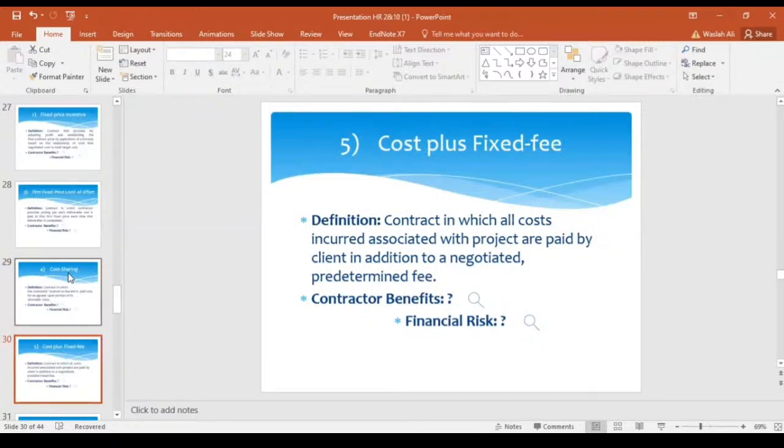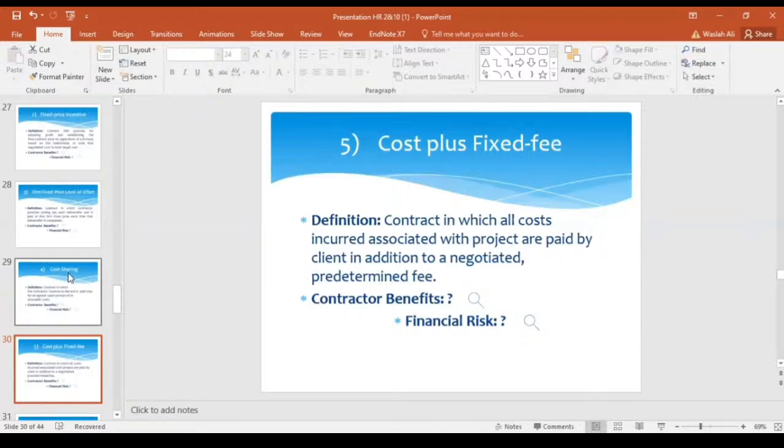Now moving towards our next type, cost plus fixed fee. In this type of contract, all costs incurred associated with the project are paid by the client in addition to a negotiated predetermined fee. In this type of contract, contractors have to pay some additional charges to any party, which are predetermined.